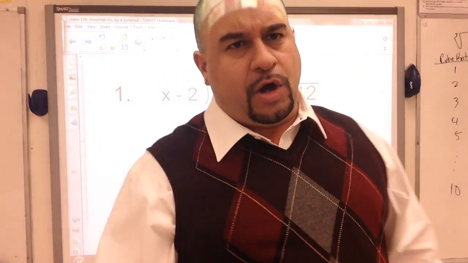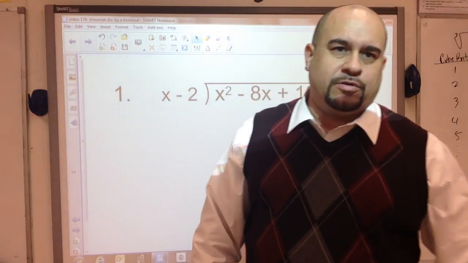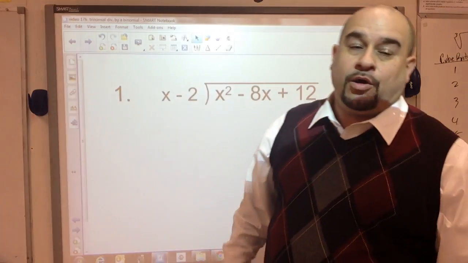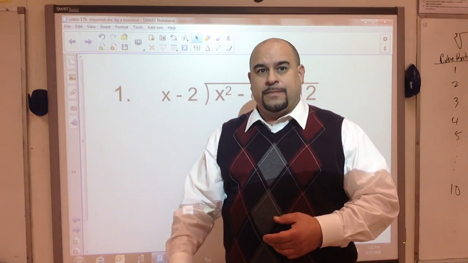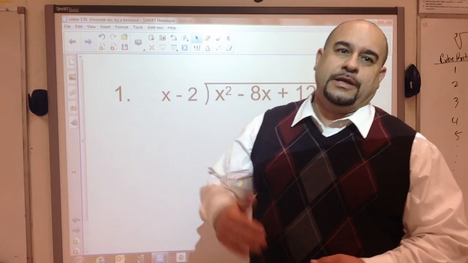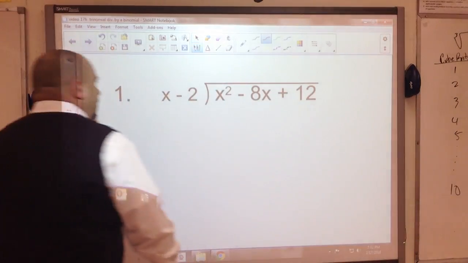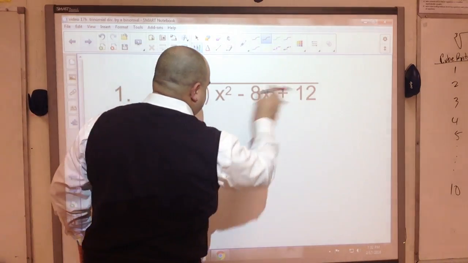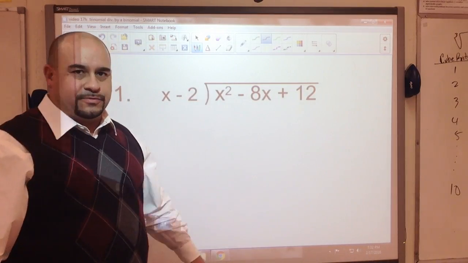Now, hopefully you remember long division in elementary school, maybe middle school. But today, Mr. Morales is going to show you a little short division. Hopefully you remember how to divide a monomial by a monomial, because that's going to be very important to do this the way I'm going to show you. Right now we have x squared minus 8x plus 12, all divided by x minus 2.